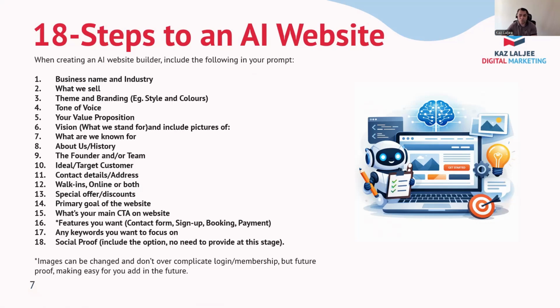And number 18, social proof. So include the option. Remember, you don't want to say to it, right, here's our Google page, go to Google, extract the reviews. Once again, let's keep it simple. You just want to make sure that you've got enough space so they can include it. That's all. Don't make it overcomplicated.